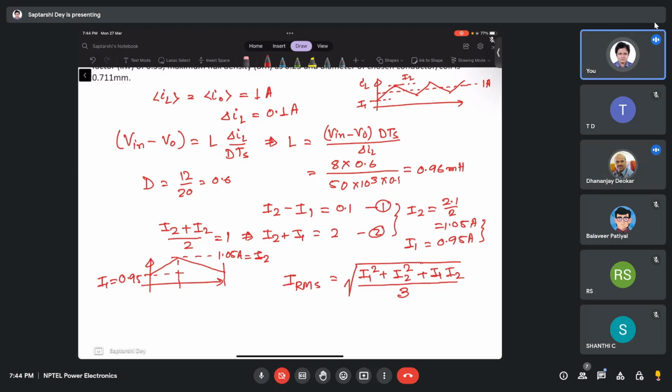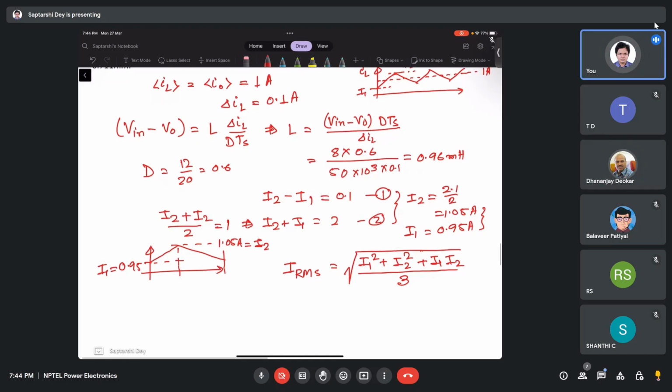Something like this I read some time back. Okay, anyway, till then, can you please find out the value of IRMS and tell me? I2, I1 values we have already found out. Can you please tell me the IRMS value?